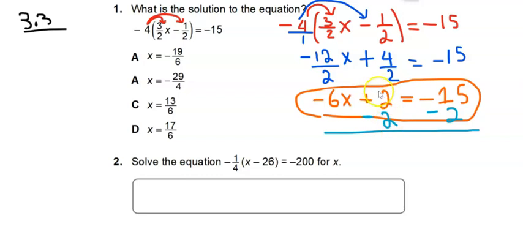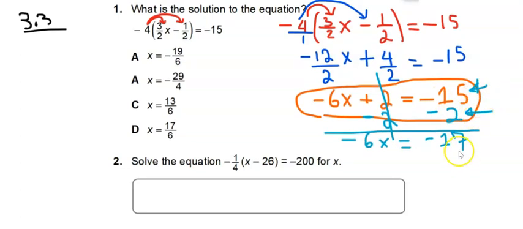What's the +2 minus a -2? 0. That's the whole point: to cancel that out, bringing the +2 over to the right side by inverse operation. Bring what down? -6x equals, what's -15 minus 2? -17. The way you think of this: let's say you owe somebody $15. That's a negative because you owe people money. Then you borrow another $2, so you owe that person a total of $17.